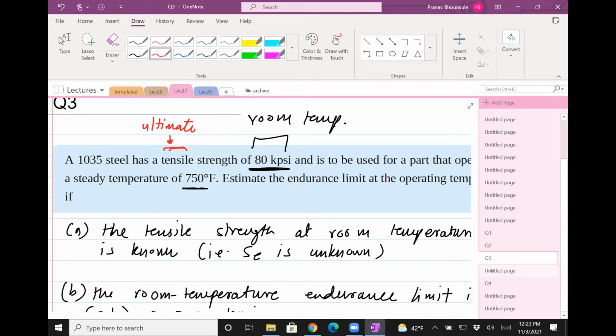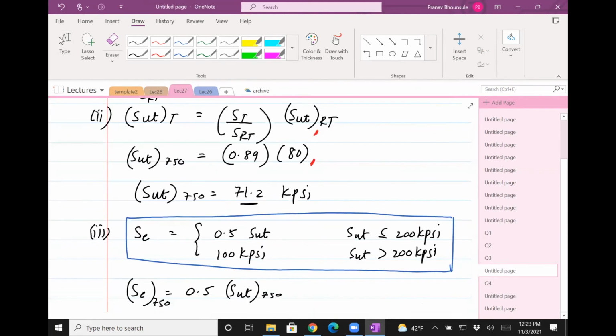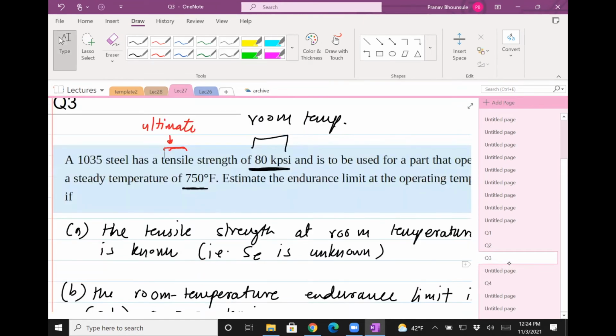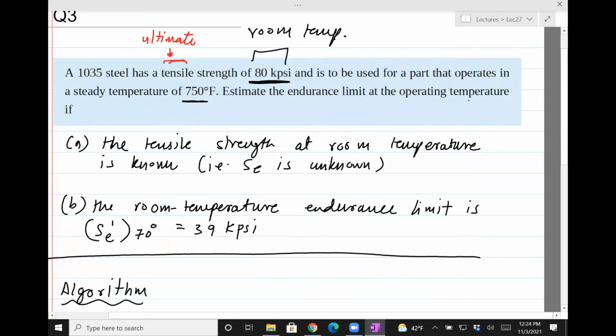Okay, good question. Okay, so let's go to the next part, which asks us to do the same calculation, but when we know the endurance limit at room temperature. So, okay, 70 degrees. We know the endurance limit at room temperature, which is 39 kpsi, which is different from the first case, where we did not know it. So let's take that information and proceed.